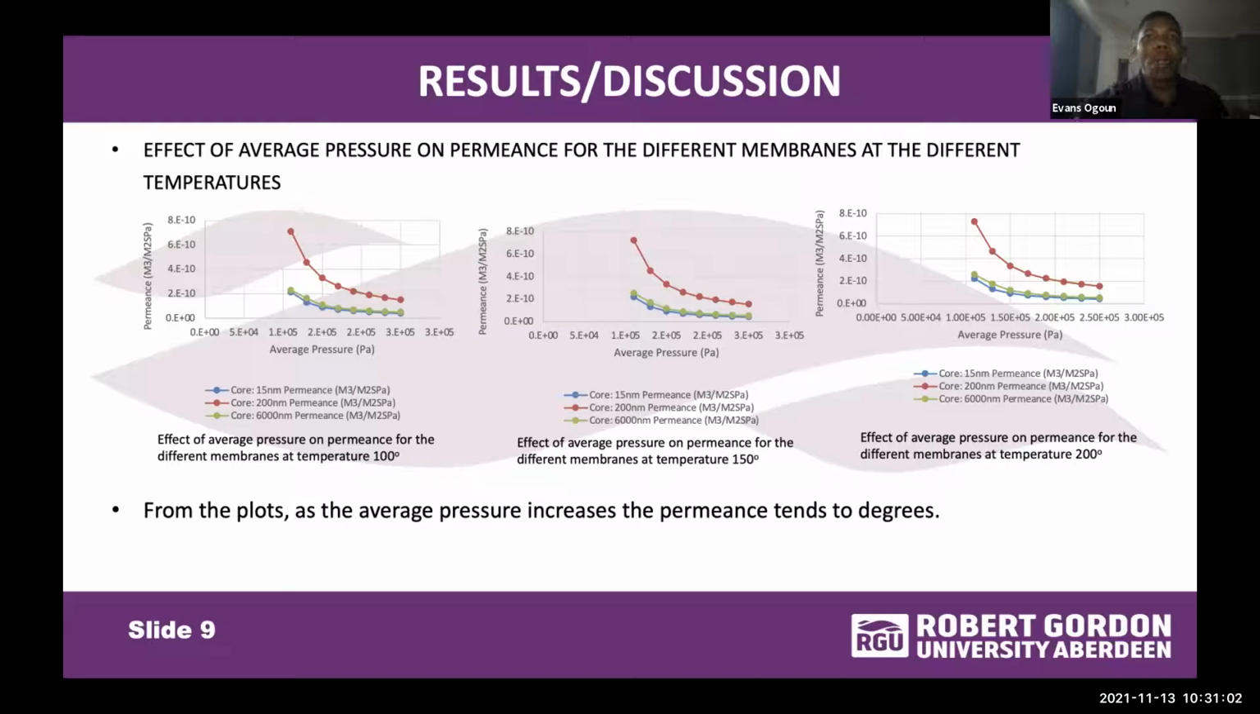In these graphs, the average pressure was considered and plotted against the permeance for each of the 3 nanocore samples and the 3 different temperatures. The permeance is the measure of the degree to which the core sample allows gas to permeate. From the plots, as the average pressure increases, the permeance tends to decrease, confirming other studies that the apparent permeability of rock samples increases gradually with decrease of average pressure.